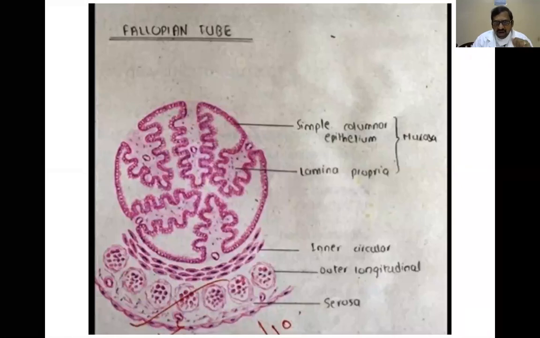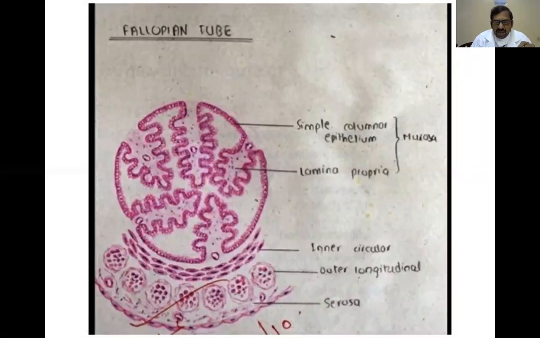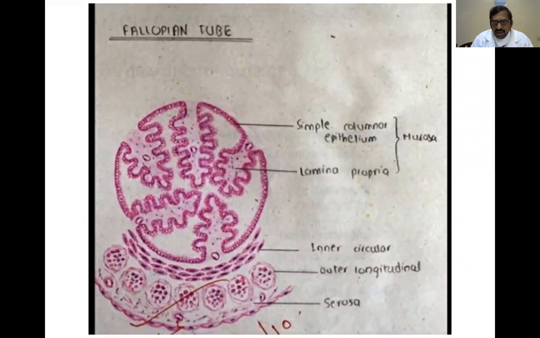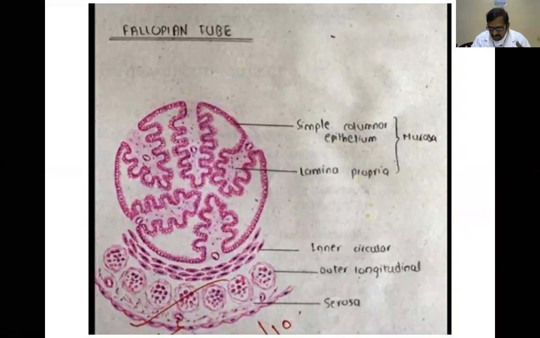That is number one. And number two, there are other cells, the non-ciliated cells. They are also called peg cells. They are taller than the simple columnar cells. The function of these non-ciliated peg cells is that they secrete mucus. That is the most important function of the peg cells. These secretions are the tube secretions.